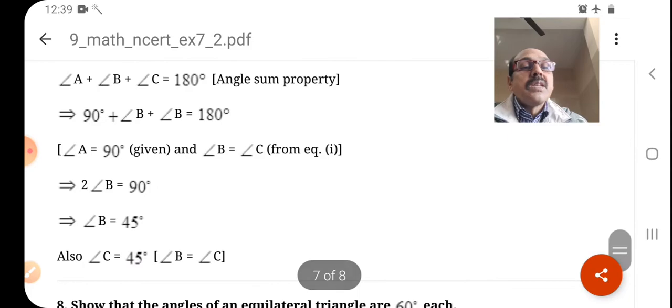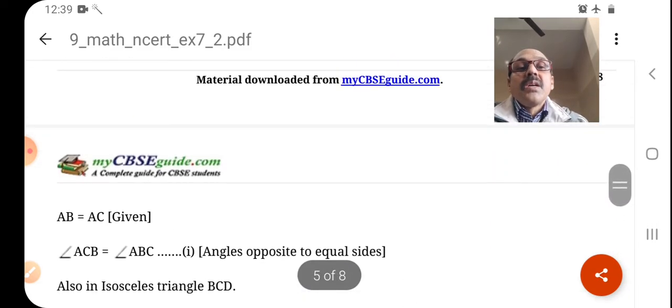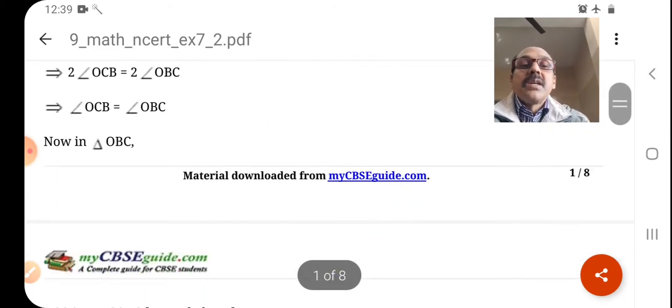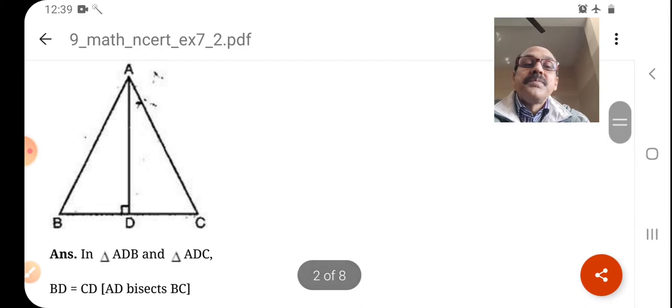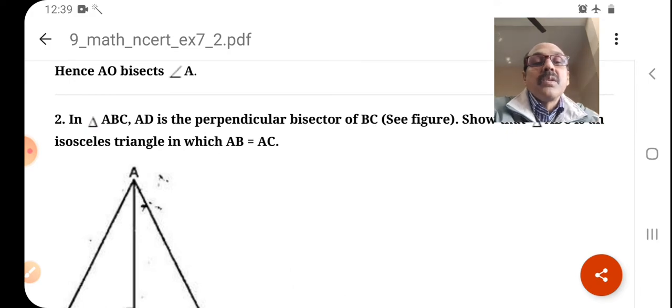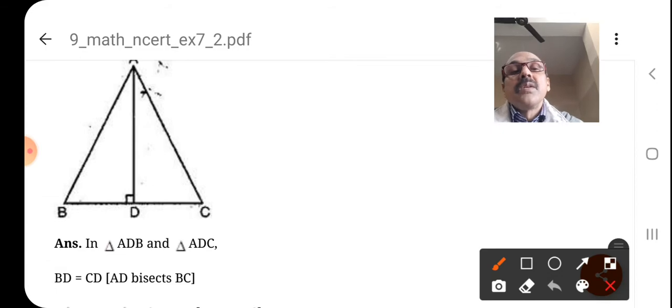So by SAS congruency, by side angle side congruency, we can say triangle ABD and ACD are congruent. So what are the three conditions?